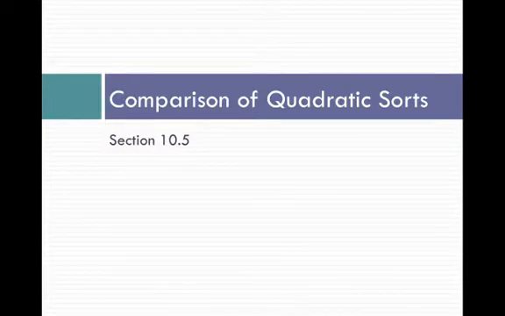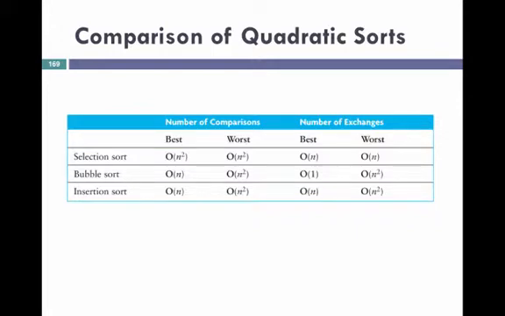In this slidecast, we'll compare the quadratic sorts that we've discussed. So here's a comparison of selection sort, bubble sort, and insertion sort. Notice, in terms of number of comparisons, in the best case bubble sort and insertion sort are order n, while selection sort is order n squared. The worst case, they're all order n squared.